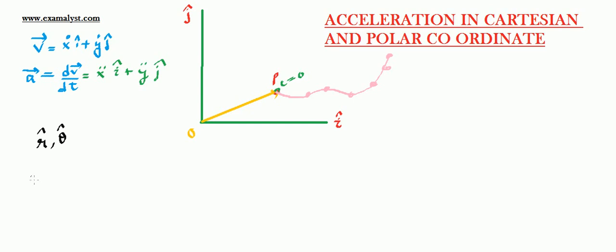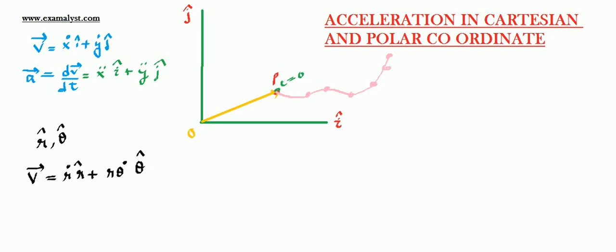How did you write velocity? You wrote velocity as v equals r dot r cap plus r theta dot theta cap.